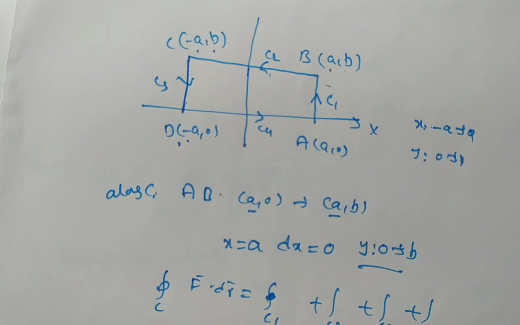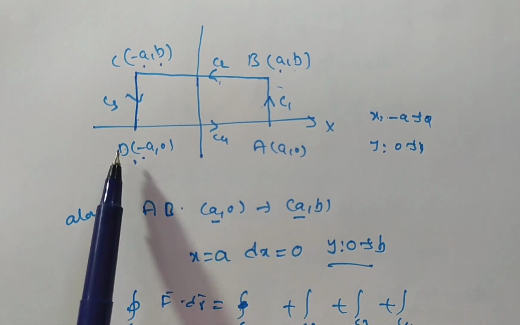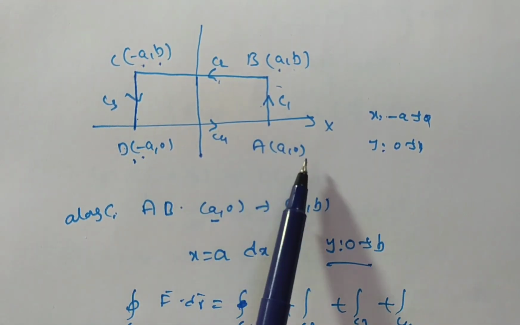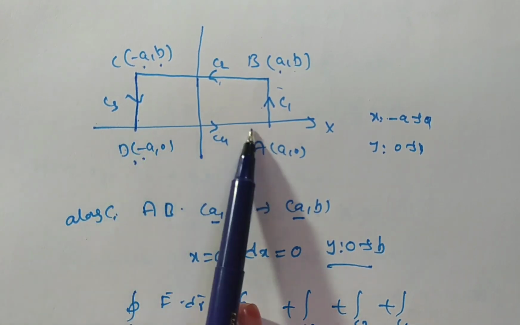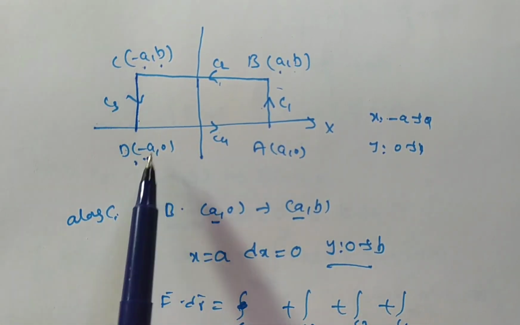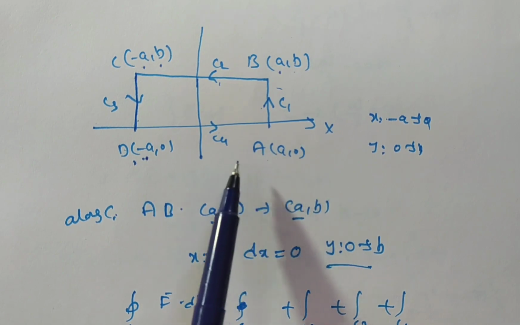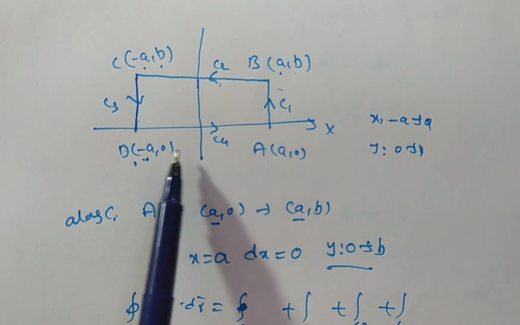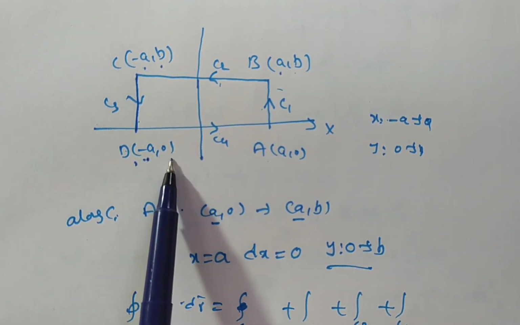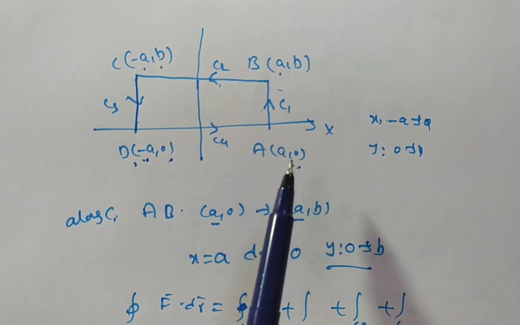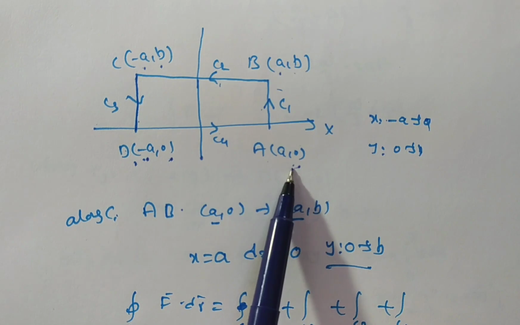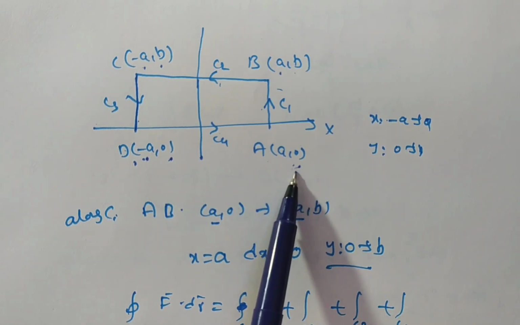Now you see C4 is from (-a, 0) to (a, 0). This is the x-axis, so along the x-axis the point is moving with x from minus a to a. On the x-axis, what is the y value? 0 only. Here the point has y equal to 0, here also 0. So the y value is 0, the rate of change of y is 0, that is dy is equal to 0.